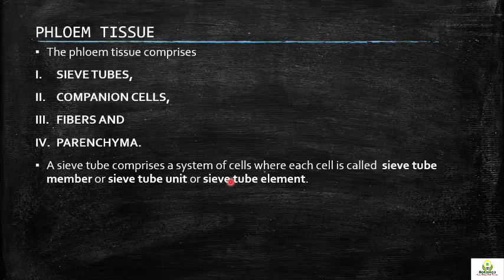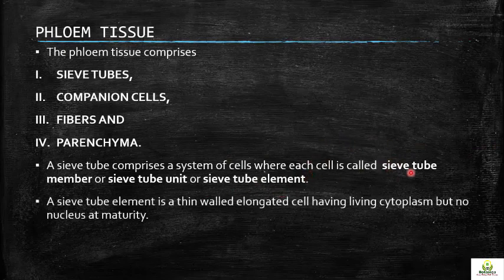which are joined end to end, like you have seen in the alga Spirogyra, in which the cells are joined end to end and make a filament. One end is joined to the other, making a complete, lengthy, vertical filament. So these cells are similar to that filamentous alga, Spirogyra, and each member or each cell is called a sieve tube member, or sieve tube unit, or it is also called a sieve tube element.